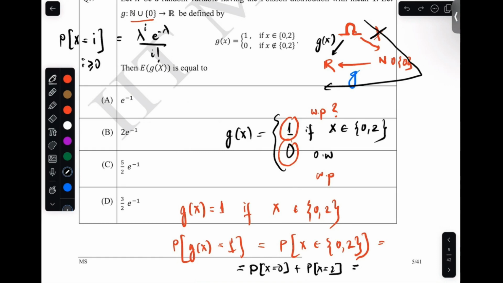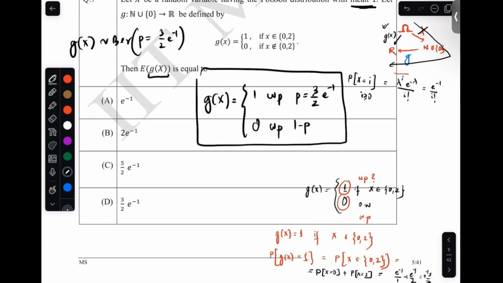So you get lambda is equal to 1. Here it's given mean is equal to 1. So it's nothing but e to the power minus 1 by i factorial. Now here i is equal to 0 and i is equal to 2. 0 factorial is 1 and 2 factorial is 2. So it's nothing but e to the power minus 1 by 1 plus e to the power minus 1 by 2, which is e to the power minus 1 times 3 by 2, right? So therefore this is this option.